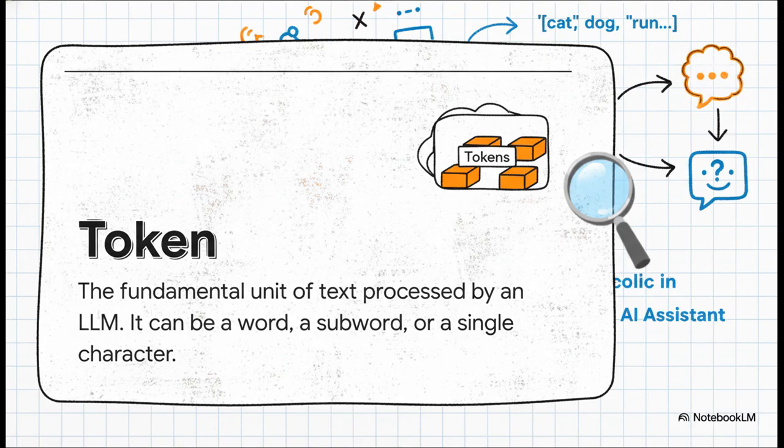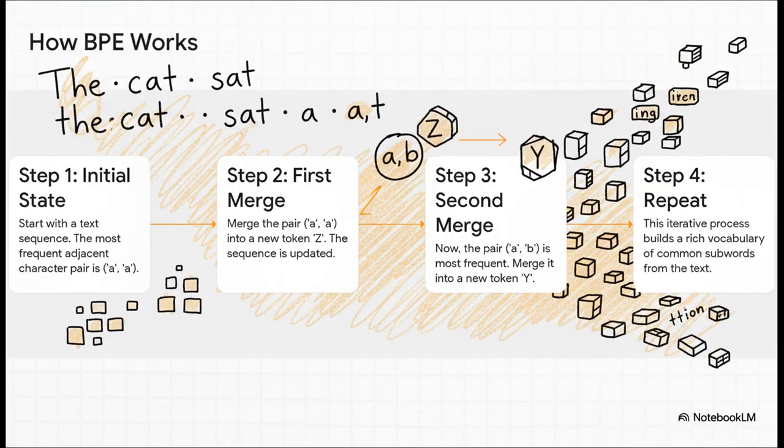See, computers don't read words like we do. They crunch numbers. So all that text gets chopped up into these fundamental little units called tokens. A simple phrase like "hello world" gets translated into a sequence of numbers, maybe something like 42808, that the model can finally work with. Okay, but here's where it gets really clever.